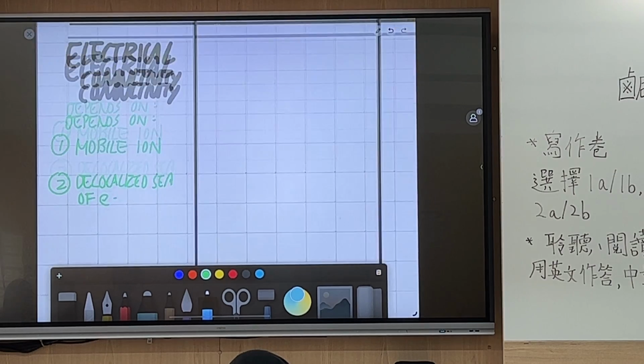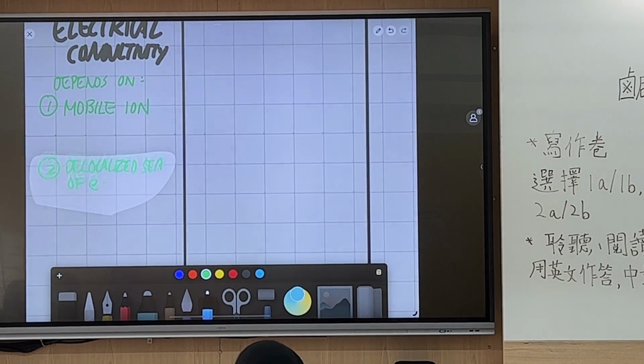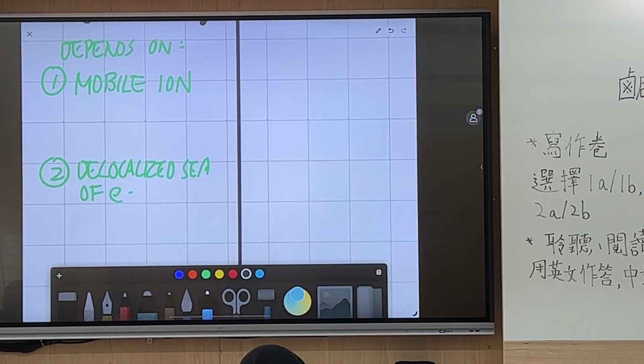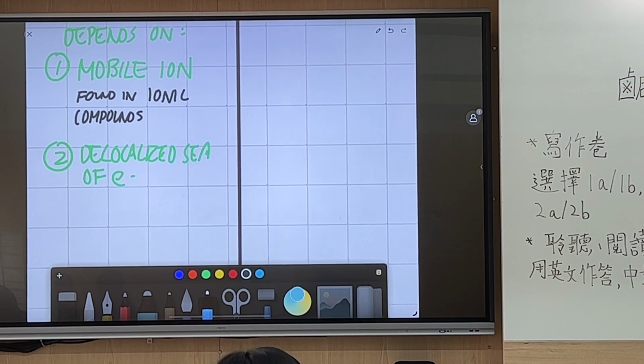Mobile ions, you can now add to your worksheet. They can only be found in ionic compounds. You cannot find ions in covalent compounds, generally. And the delocalized sea of electrons can be found in all metals and one non-metal.